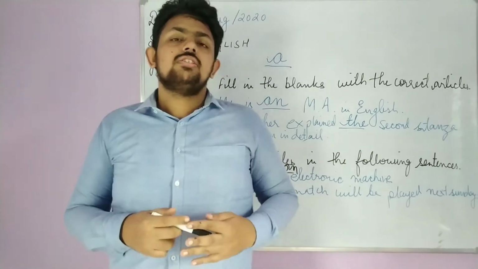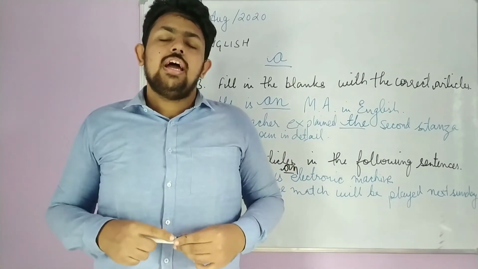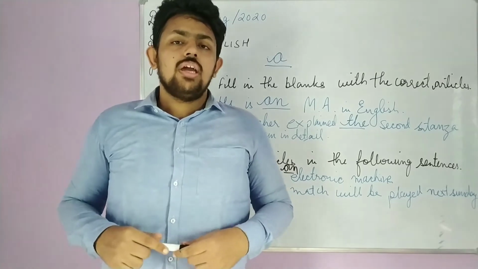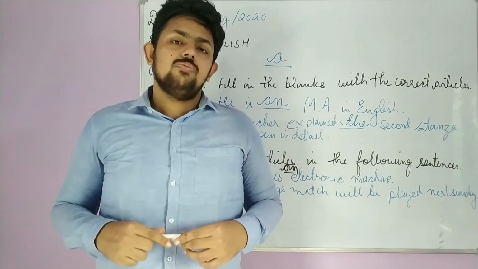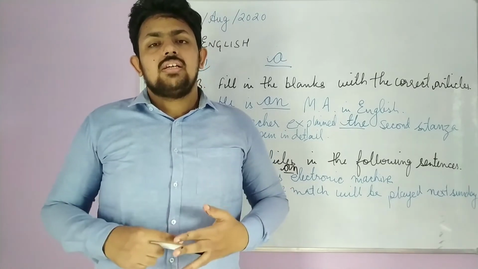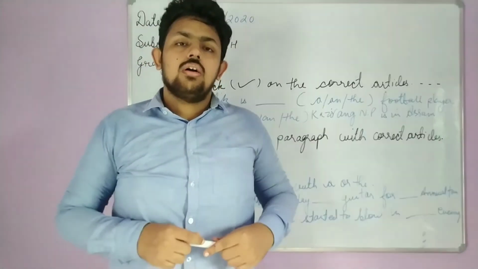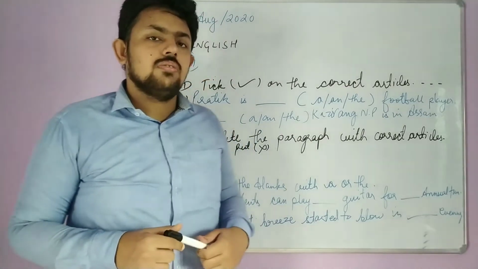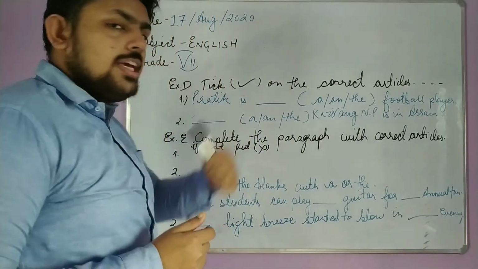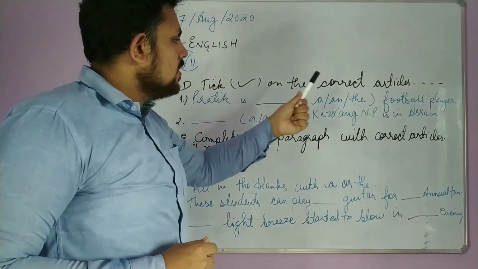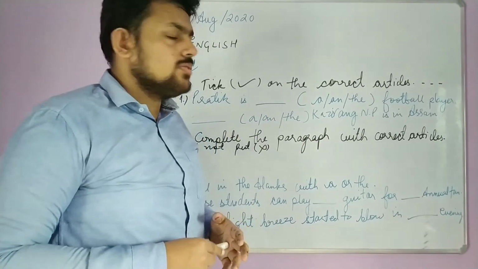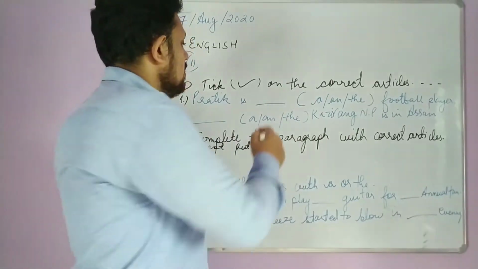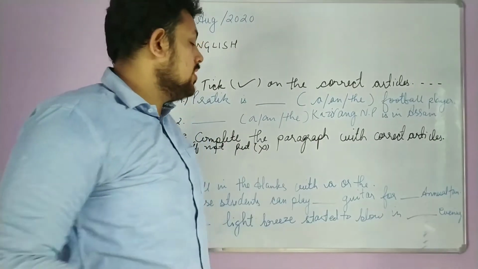Now you can do the rest of the sentences on your own, and we will move ahead with exercises D, E, F, and G. Let's see what we have in the rest of the exercises. Let's quickly conclude our exercises, then you can do them in your books. So let's see exercise D. Tick the correct articles from the brackets.